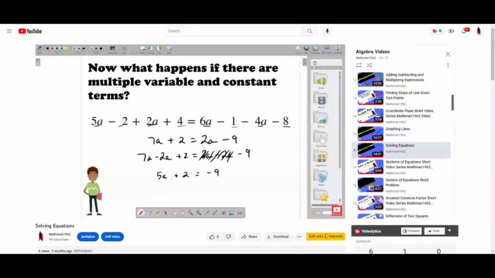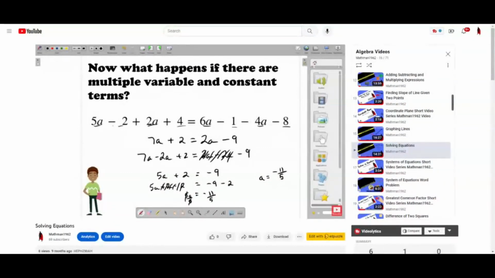I need to get rid of that 2, so I'm going to subtract 2, so those will add out. I need to subtract 2 from this side. The 2's add out. I'm left with 5a. And on this side, negative 9 minus 2 is negative 11. Now I can divide by 5 and divide by 5. The 5's divide out. I'm left with a equals negative 11 fifths.